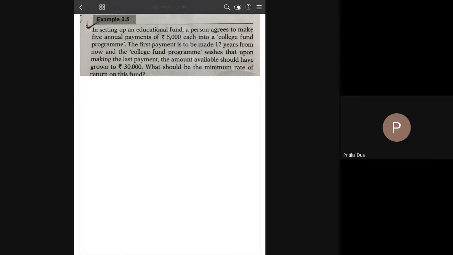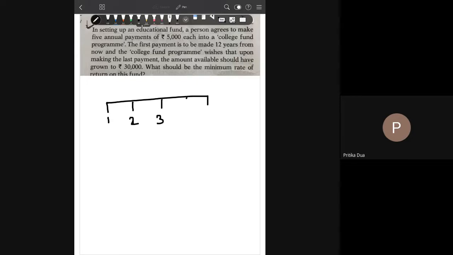Now, let's simplify what is given in the question. College wishes to start an educational fund, and for 5 years, we want one, two, three, four, and five. The college wants that each year they are able to make a payment of 5,000 from this. A person is agreeing to make a payment of 5,000 into this fund, and this fund, the college wants that it should increase to 30,000 at the end of the last payment. So at the fifth year end, this amount should grow to 30,000 rupees.